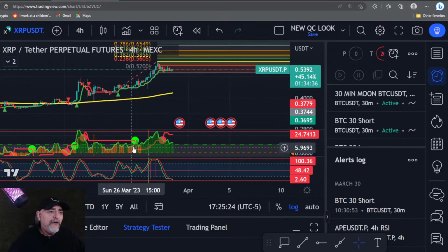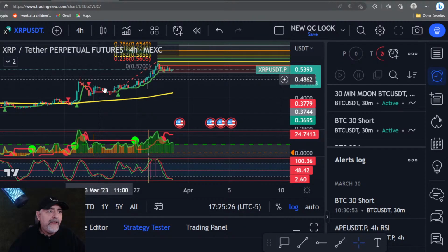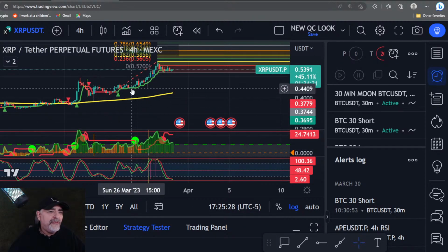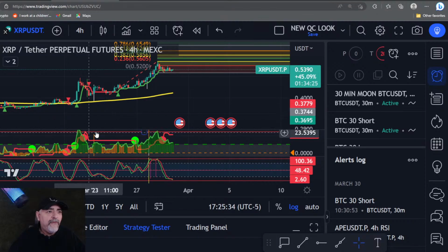Anytime you see a 4-hour green moon, right here, here's your 4-hour, here's your green moon. That's an enter of a trade, right? You enter this trade right here, and we would have been entered at 44 cents here, guys.